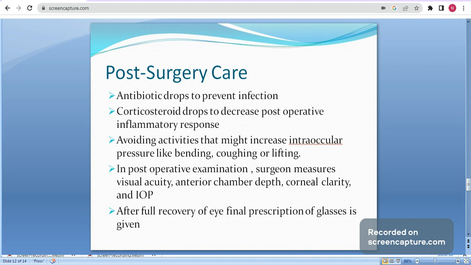Next is the post-surgery care. In the post-surgery phase, antibiotic drops are given to prevent infection. Corticosteroids are given to decrease post-operative inflammatory responses. Activities that might increase intraocular pressure, like bending, coughing, or lifting, are to be avoided. In post-operative examination, the surgeon measures visual acuity, anterior chamber depth, corneal clarity, and the intraocular pressure. After full recovery of the eye, the final prescription of glasses is then given to the patient. So this is the entire operative procedure: the pre, the intra, and then the post.